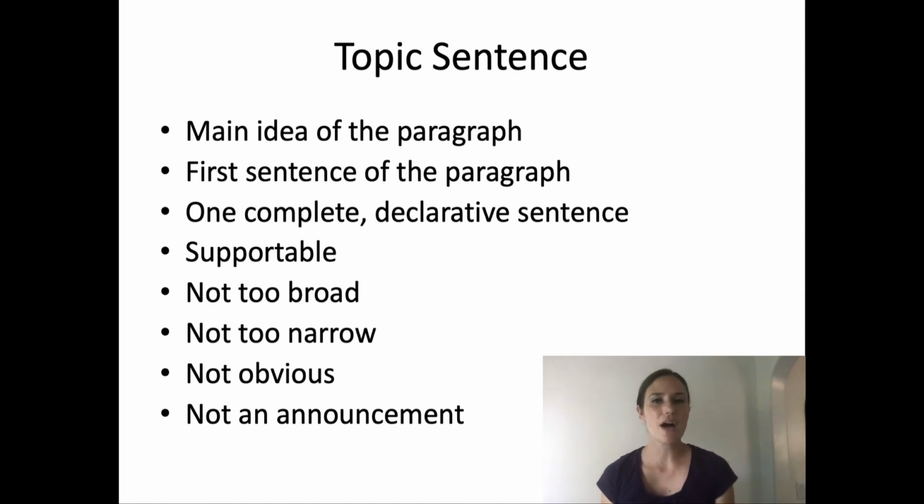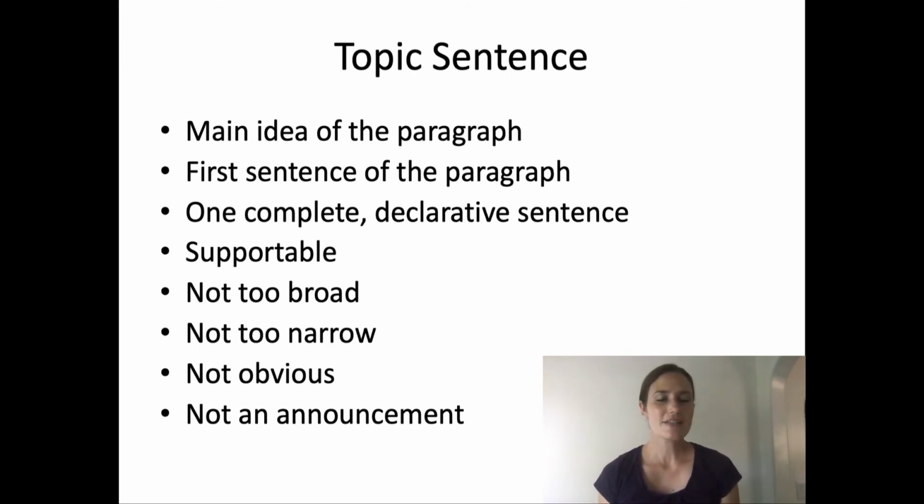Generally, a body paragraph should be about 3/4 of a page if you're using MLA format. So a body paragraph should be several sentences. If it's way too narrow, if your idea is way too specific and you can only include a couple sentences of support, or if it's way too general, you could write an entire essay about that topic sentence, that means it's too broad. You want to find that happy medium.